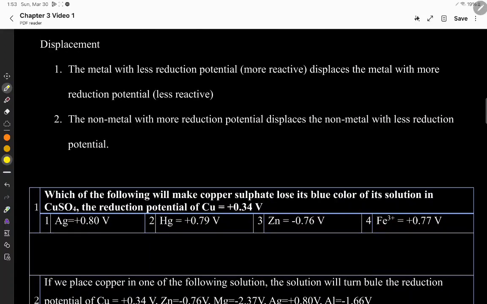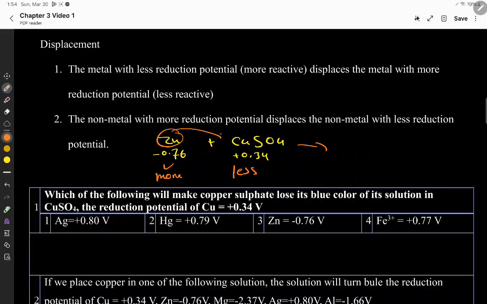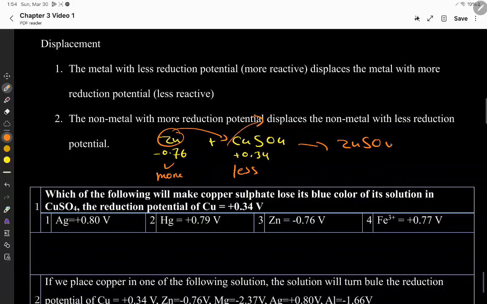Displacement: if we have a metal which is more reactive, it will displace a metal which is less reactive. For example, if we have zinc plus copper sulfate, the reduction potential of zinc is negative 0.76. The reduction potential of copper is positive 0.34. As we can see, zinc has less reduction potential, so it is more reactive. Copper has more reduction potential, so it is less reactive. So zinc can displace copper and kick it out from the compound. We will have zinc sulfate plus copper. Copper now is alone.